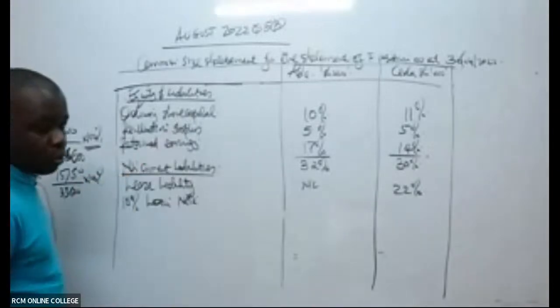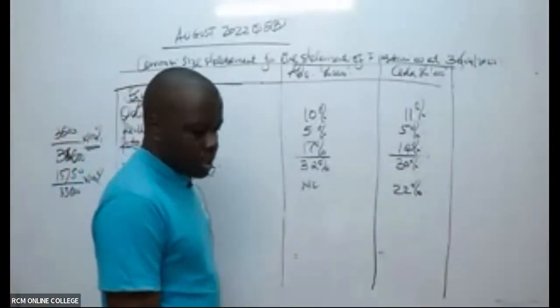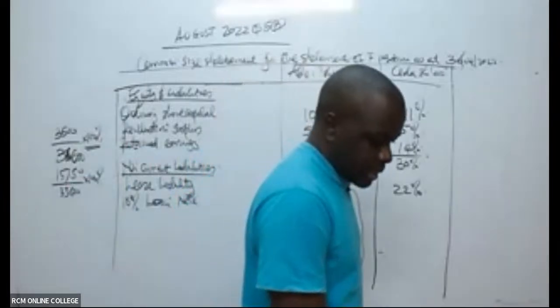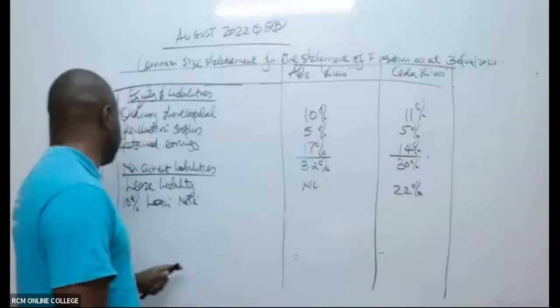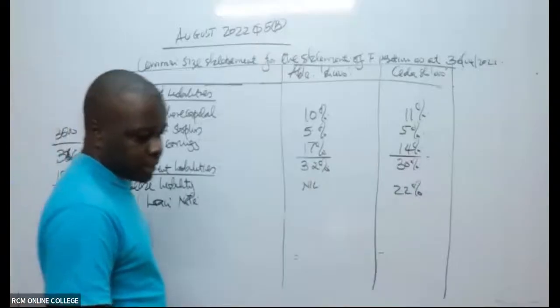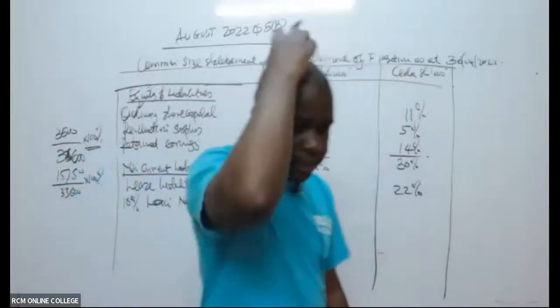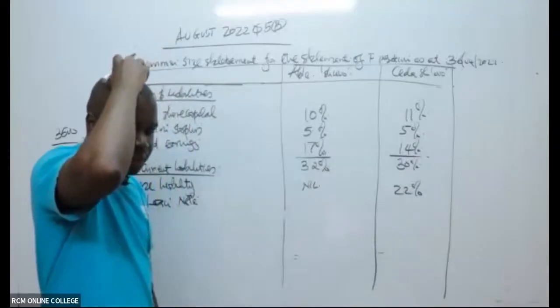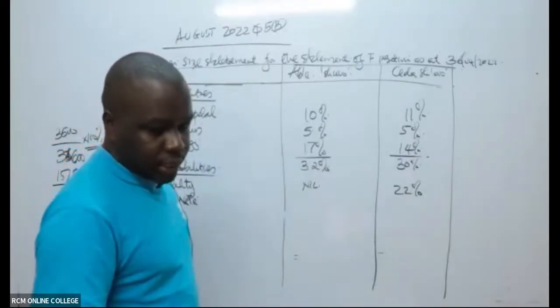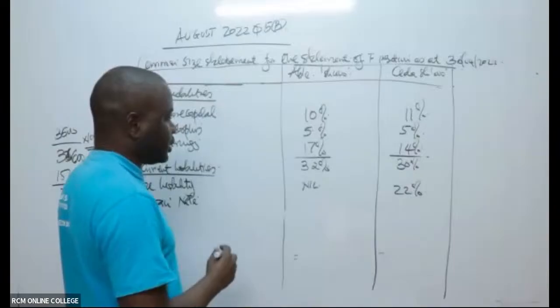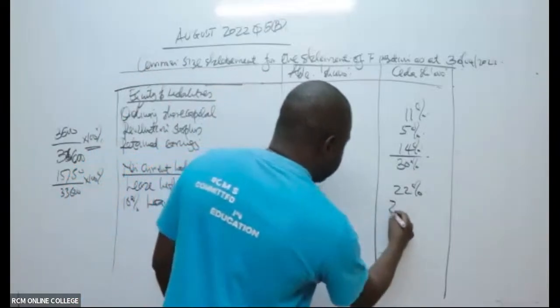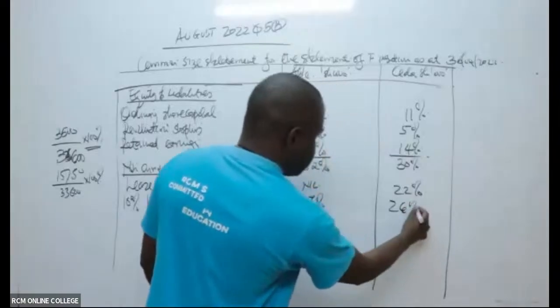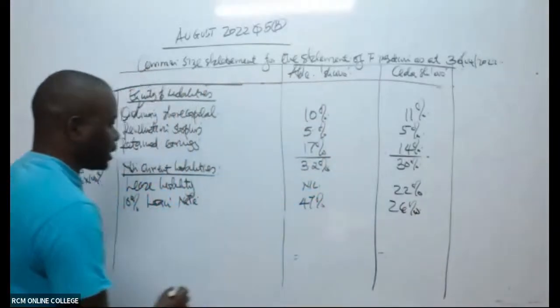So that is for the first company. Then for the other one, it is 17,500 divided by the same amount, the total assets, that is 66,500. So 46.9 and 26.3. So that is 47% and 26%. Then I think those are the only items.